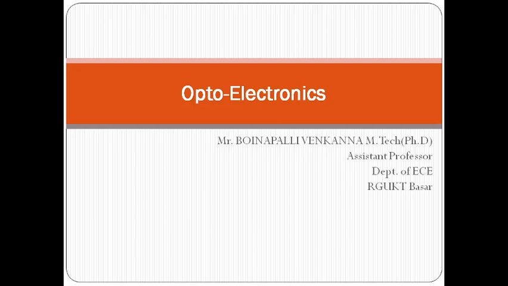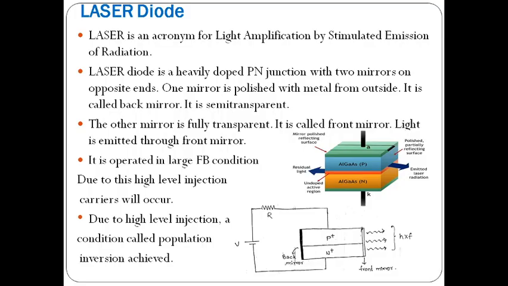In the last class, we discussed the classification of photo devices. In that, we discussed the light emitting diode as a photo source, and its construction and operation. Today, we will discuss one more photo source. It is a laser. It is also a light source or photo source.